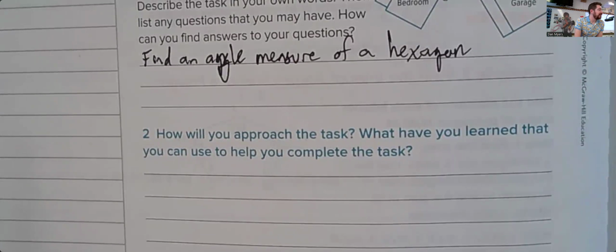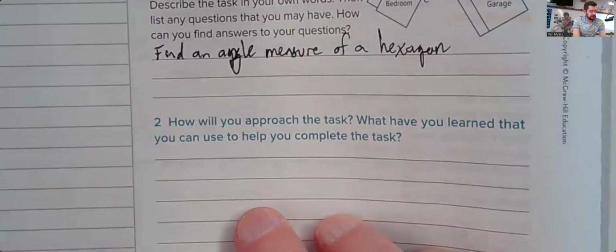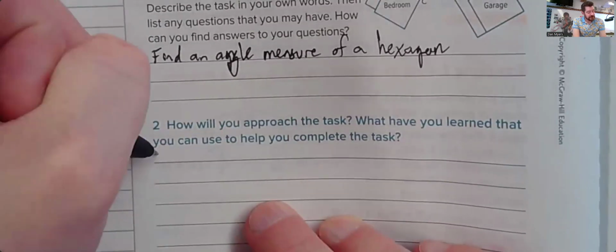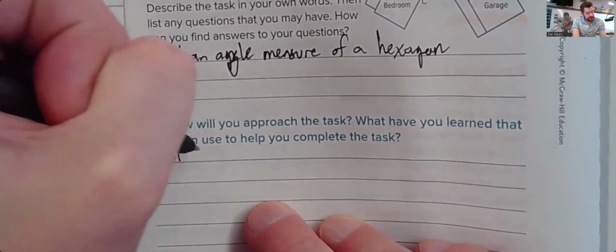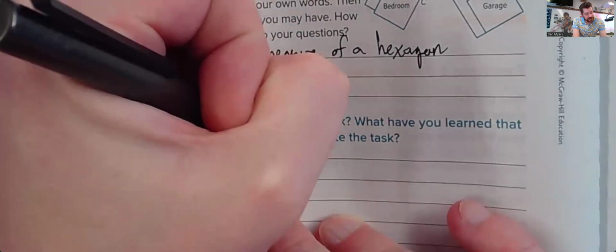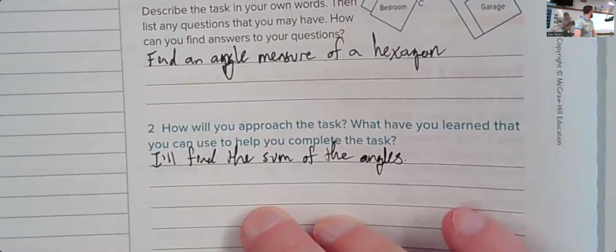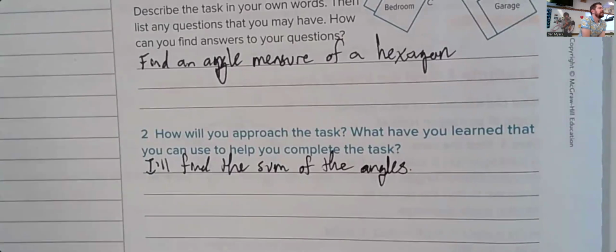Trying to figure out the angle of a hexagon. We just did that in the last problem. How did we do it? Okay. I'll find the sum of the angles. Okay, that's definitely something that needs to happen.